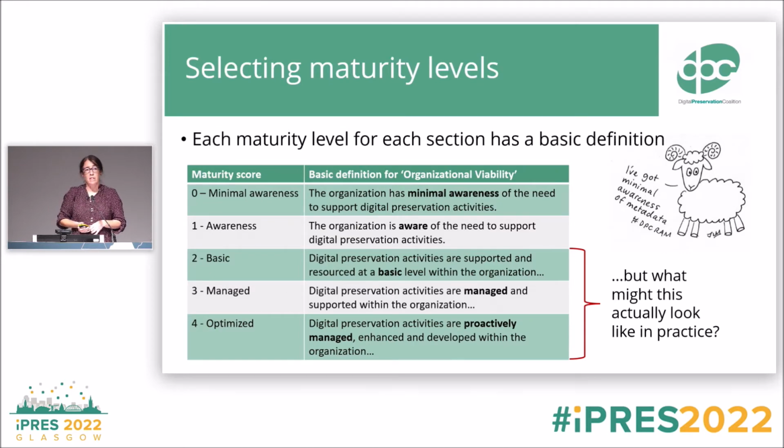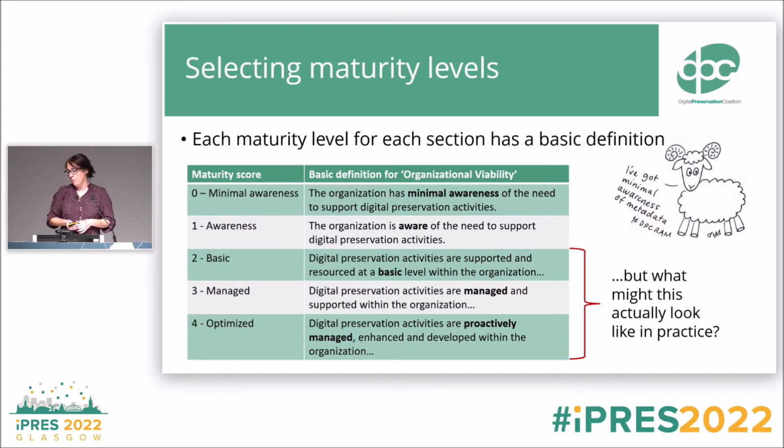So each maturity level for each section has a basic definition. So the table here shows the definitions for the organisational viability section of RAM. So minimal awareness means you've not really heard of it, you've not really come across this as a concept or something that needs to be done. Awareness is where you're aware that something needs to happen, but you haven't really started acting on it yet. At the basic level, you've started to do some stuff, but perhaps not an awful lot just yet, but you've started to put some basic stuff in place.